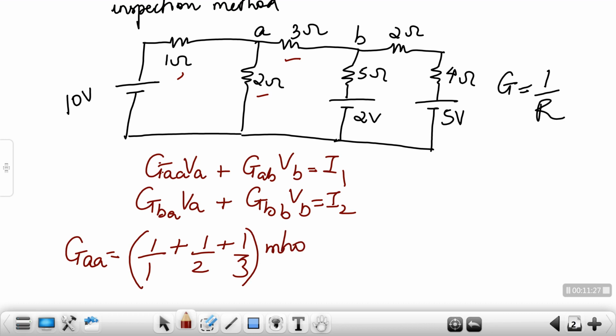The unit for self-conductance is mho. Similarly, what will be GBB? That will be the self-conductance at node B, the sum of all the conductances at node B. Which are the resistors that are coming into the picture? It will be 4 and 2, both in series, so it will be 6 ohms, 5 ohms and 3 ohms. So it will be 1 upon 6 plus 1 upon 5 plus 1 upon 3 mho.